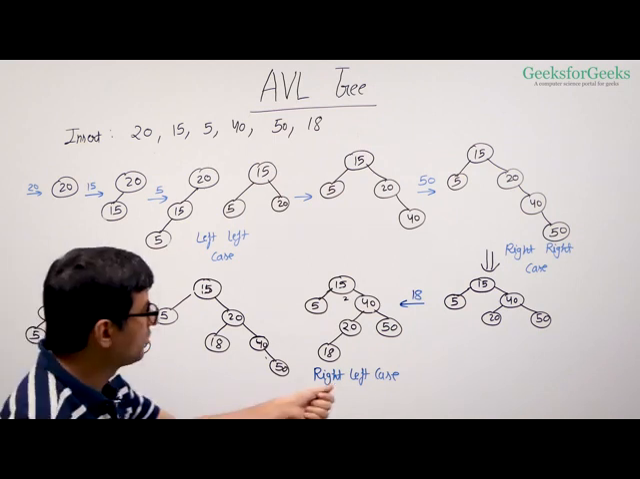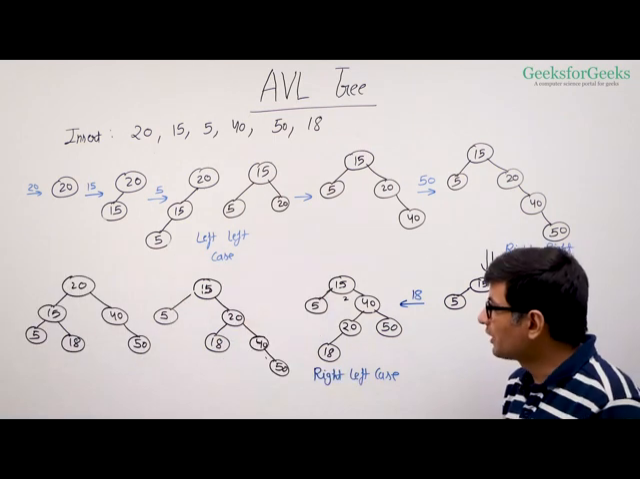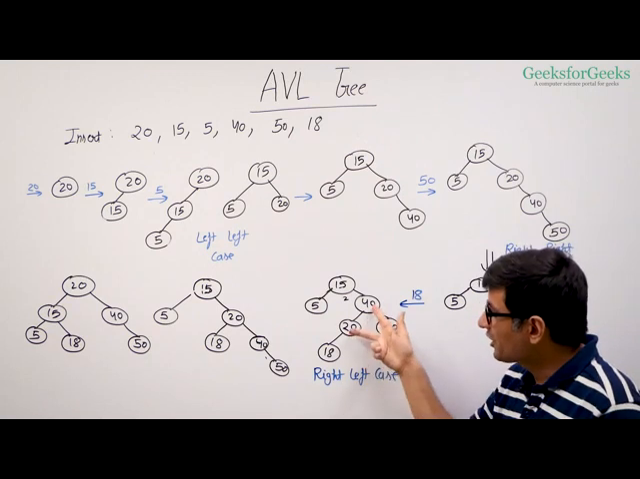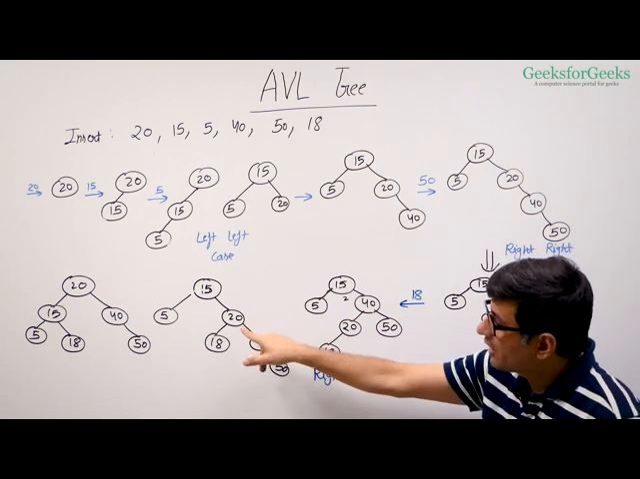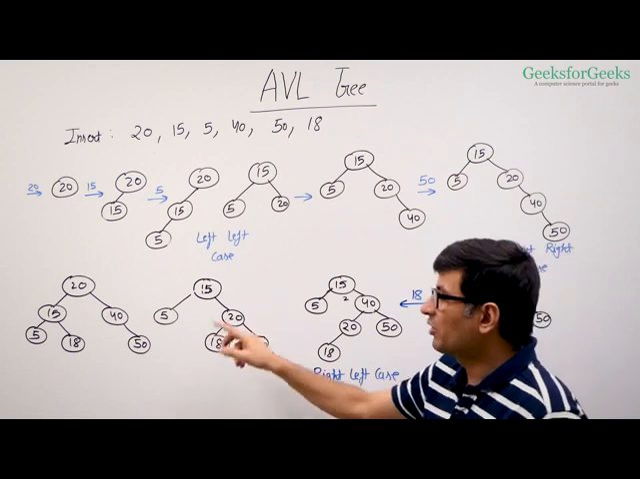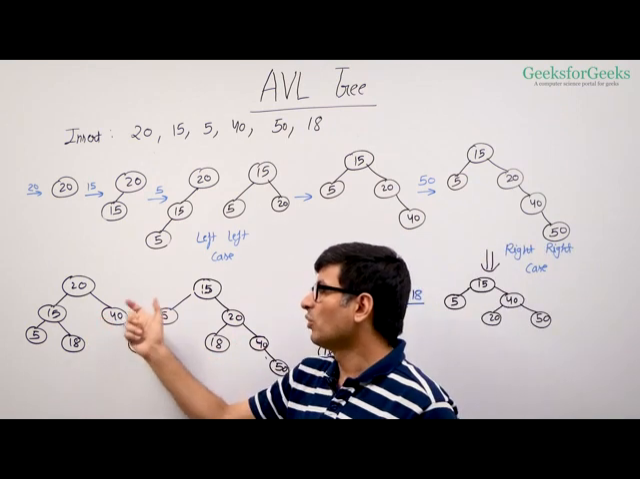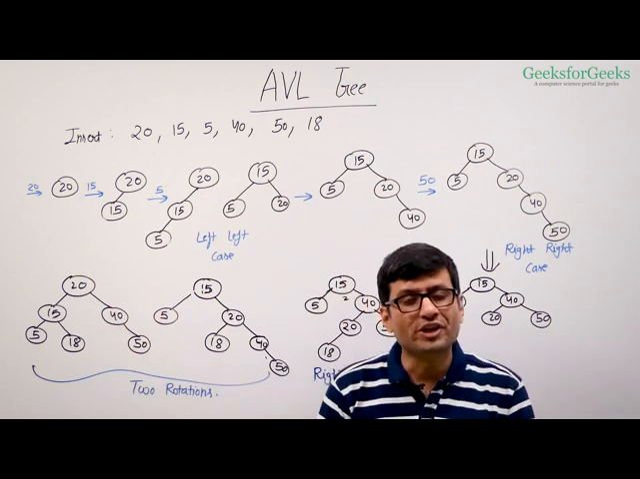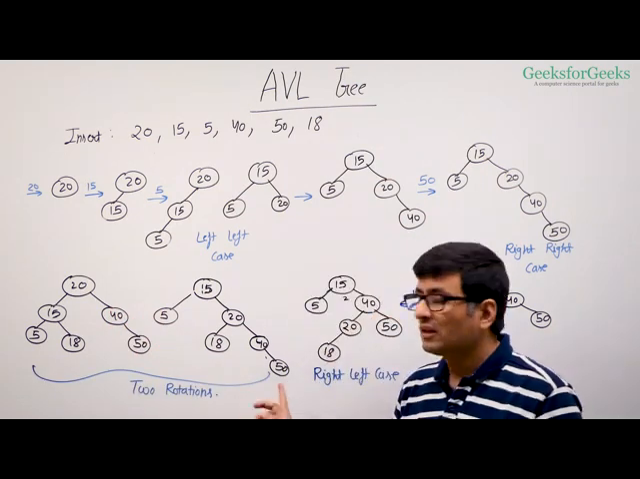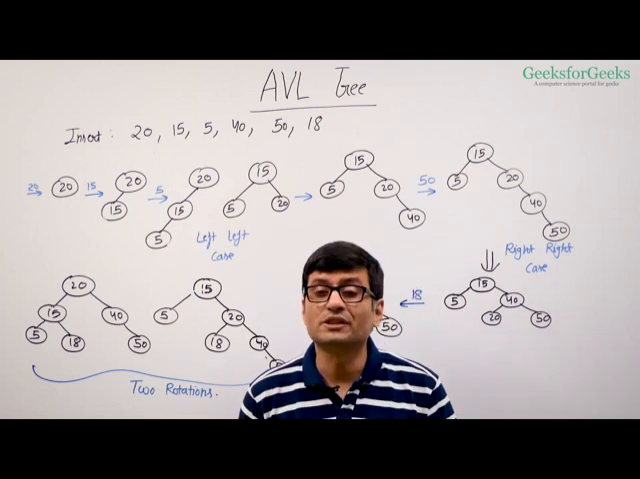So this is what you do in the right-left case. You first do a clockwise rotation around these two to make it a right case. And then you do a counterclockwise rotation once you have the right case to make your whole tree balanced. So we did 2 rotations in this case. And we've done an example of insertion.